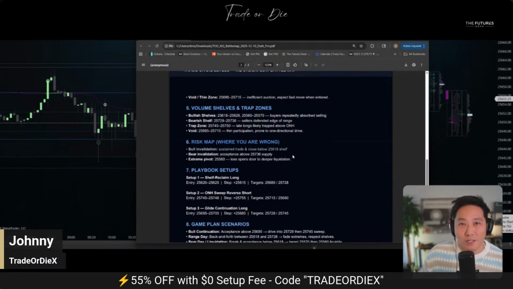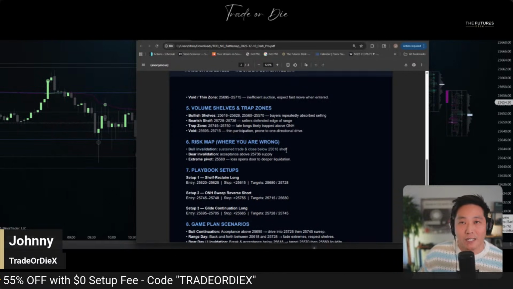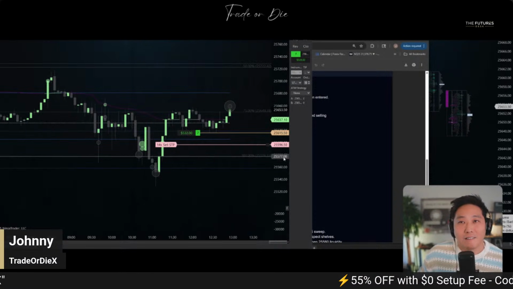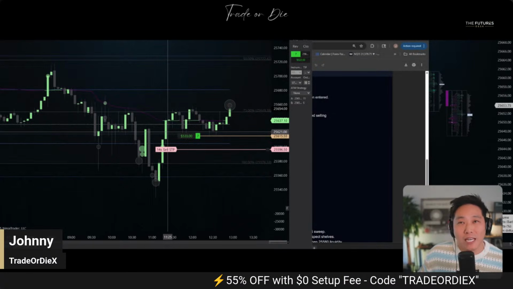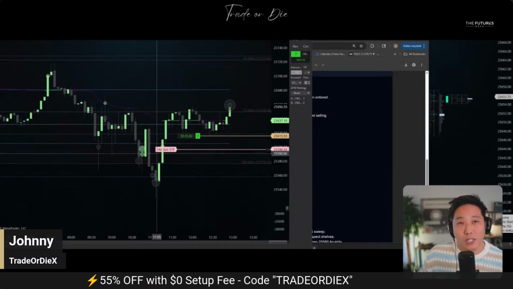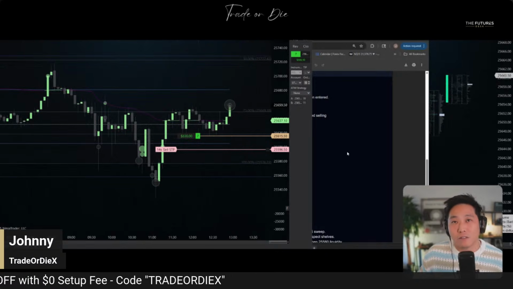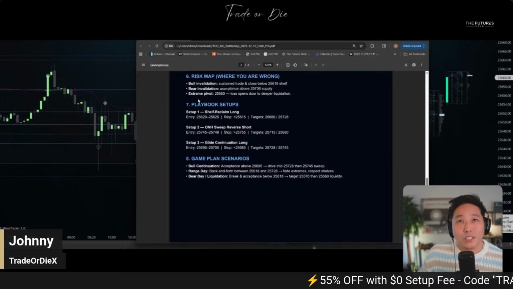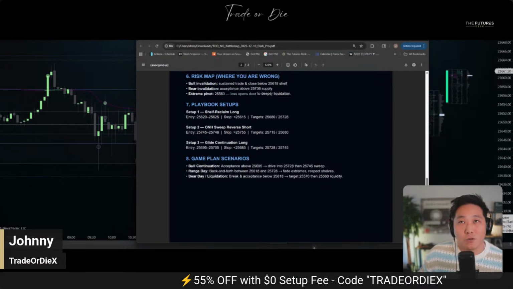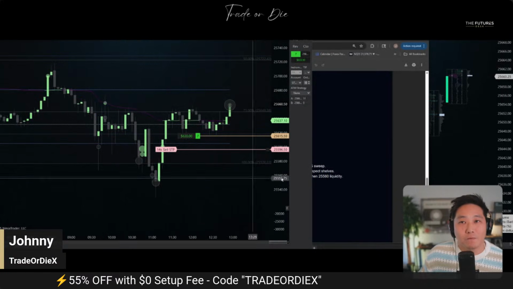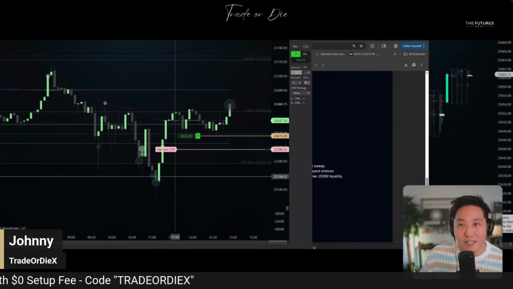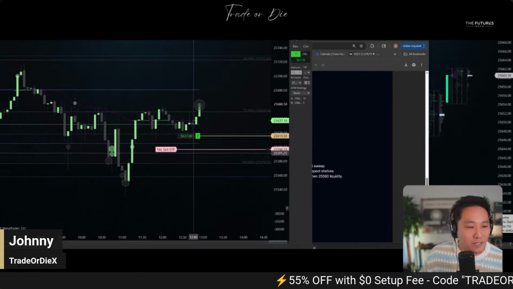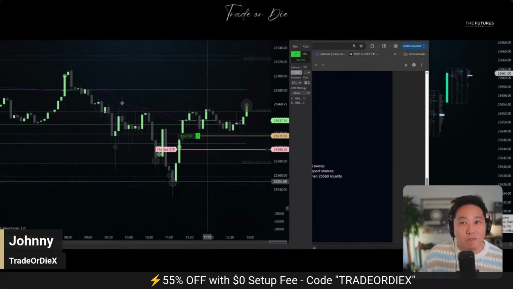Risk map, where you are wrong. For instance, bull invalidation: sustained trade and close below 25,618. That was a level I was watching today, and you can see this is a big pivot point. While I won't say that below here I was looking for shorts, down here was another level: extreme pivot, 25,560. Loss opens the door to deeper liquidation. Let's come down here to 560, and you can see we pivoted right here at 560. If we had closed below and continued below, I would most likely be looking for shorts under here.